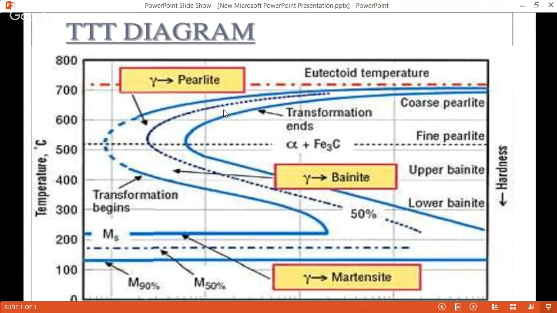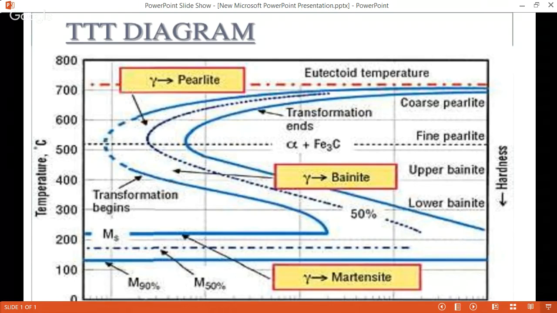Now, in this TTT diagram, on the left-hand side, when the metal is heated from 0 degrees to above 723 degrees, especially 768 degrees centigrade, the phase is transformed from BCC structure to FCC structure. Now we get the phase austenite. When the material is heated to the austenizing temperature, it is then cooled. With the help of the TTT diagram, we can easily identify the phases at a certain period of time.